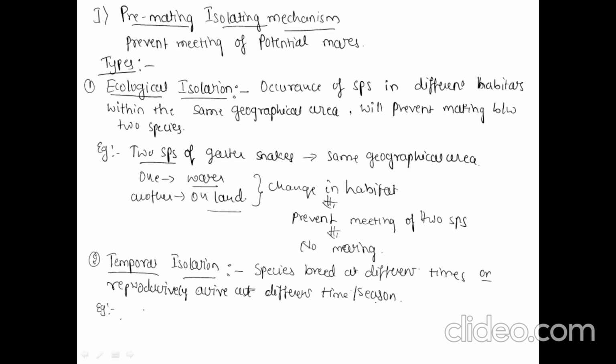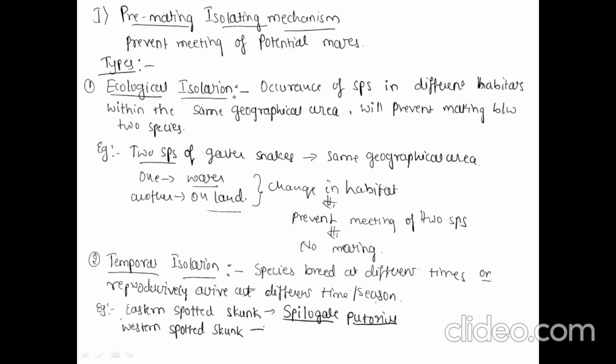In North America, there are the geographic ranges of the eastern spotted skunk, whose scientific name is Spilogale putorius, and the western spotted skunk, whose scientific name is Spilogale gracilis.